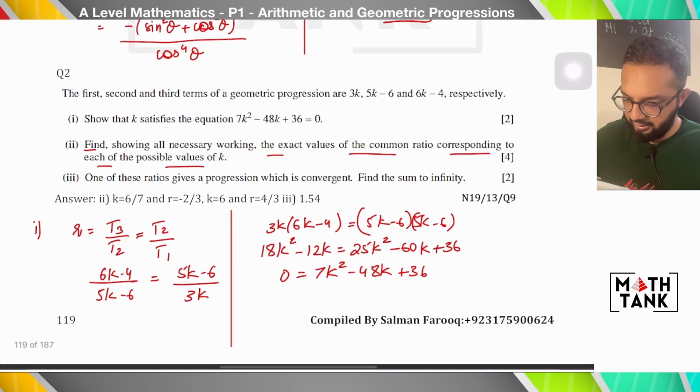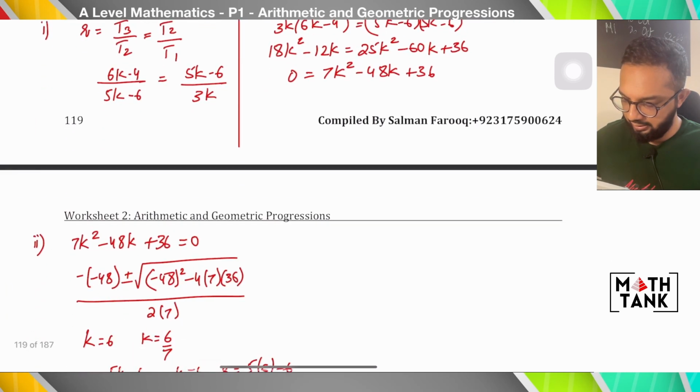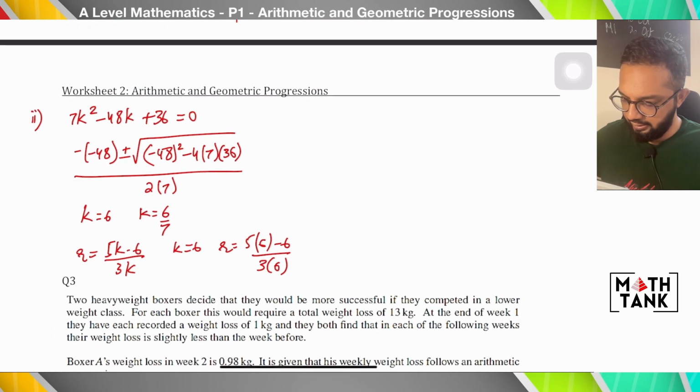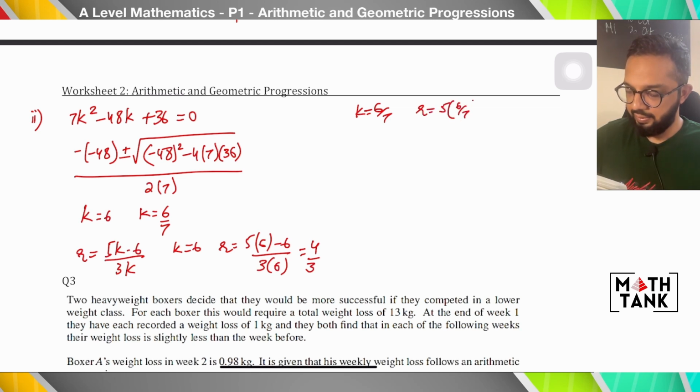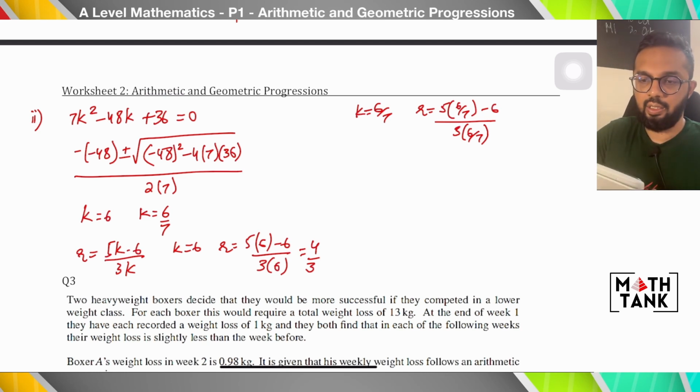No, I think I might have made a calculation mistake there. Oh, 24 over... That gives me 4 over 3. And when I have k as 6 over 7, I can say that r is then 5 into 6 over 7 minus 6 into 3 into 6 over 7. I'm going to use my calculator to do that. And that gives me minus 2 over 3.